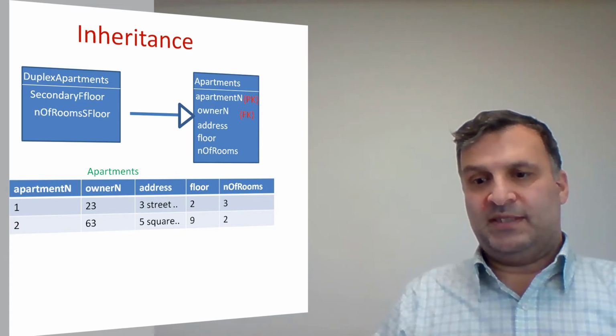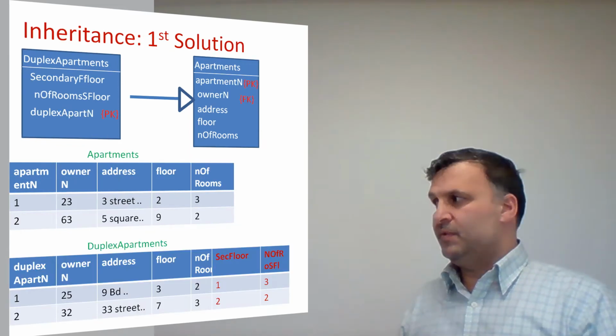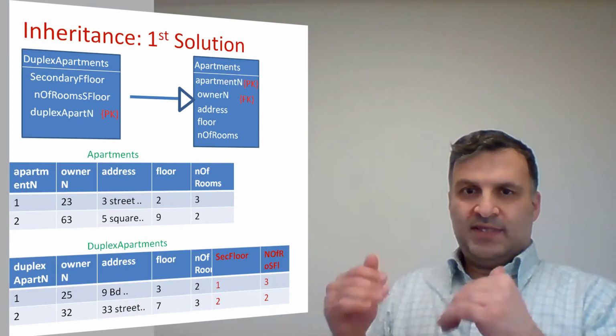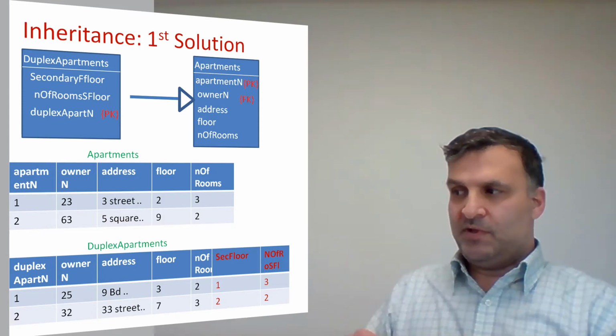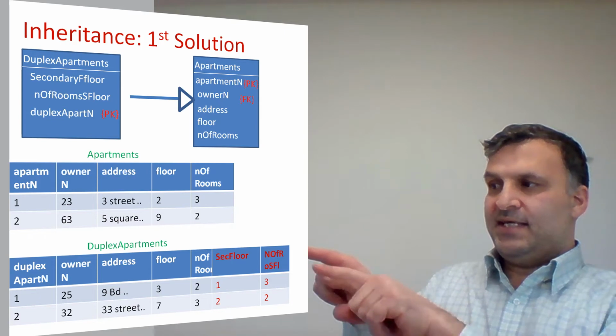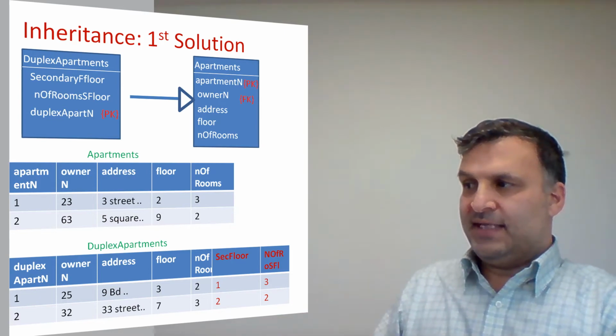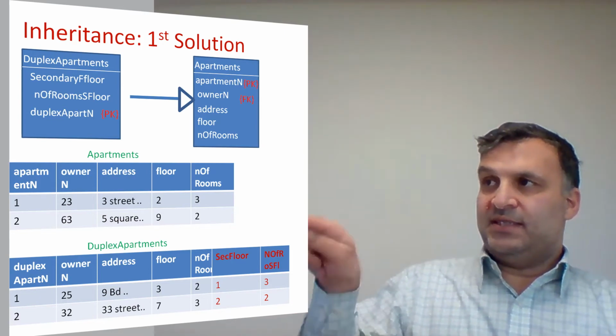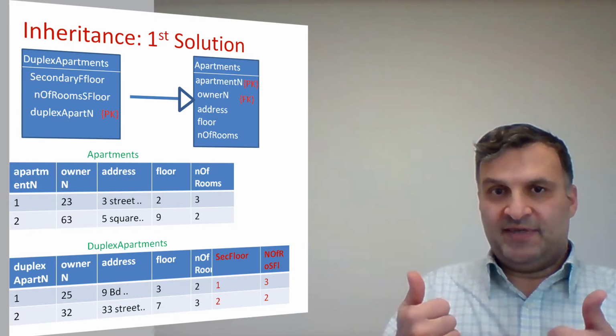How can we represent it? The first solution is to reuse the same structure in a new table, and we add new columns. You can see the added columns in red, and the added columns represent the new attributes. It is the first solution.